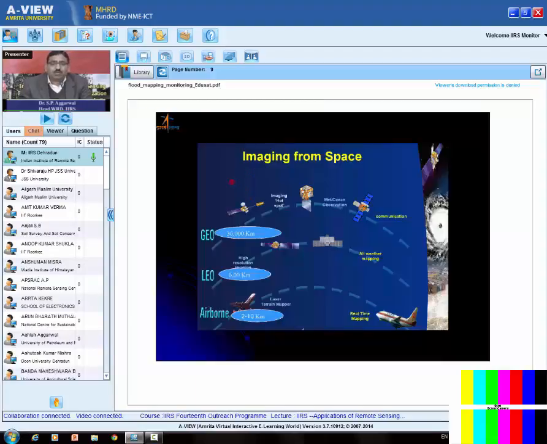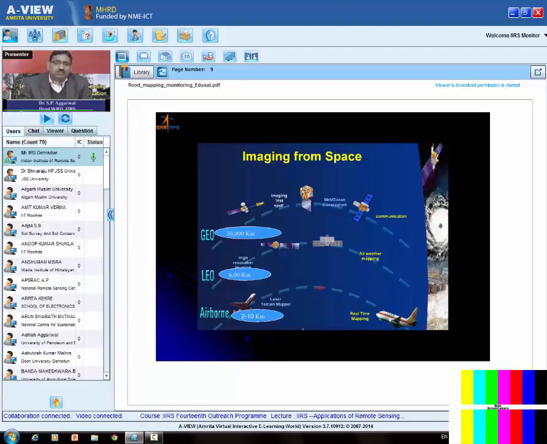Now, what are the platforms and orbits available for flood mapping? In all remote sensing, we are basically talking about three orbits. One is the airborne orbit. Airborne means whenever there is a need, we fly. It is very costly, and it is not always possible or available; every time you have to fly.